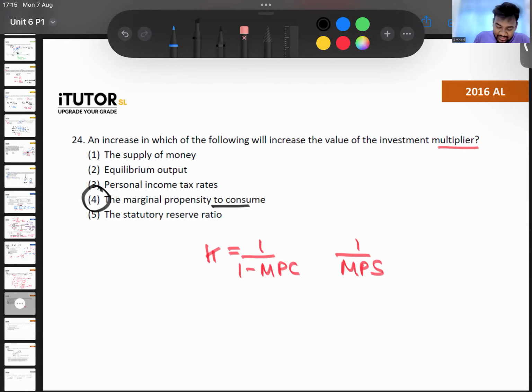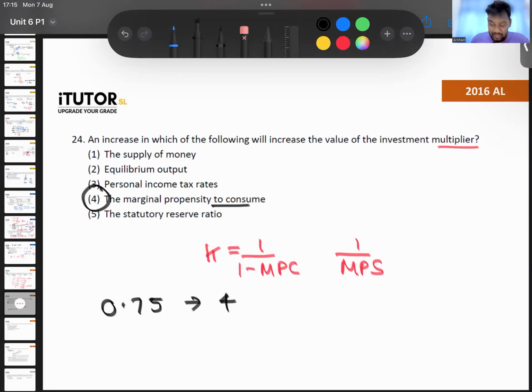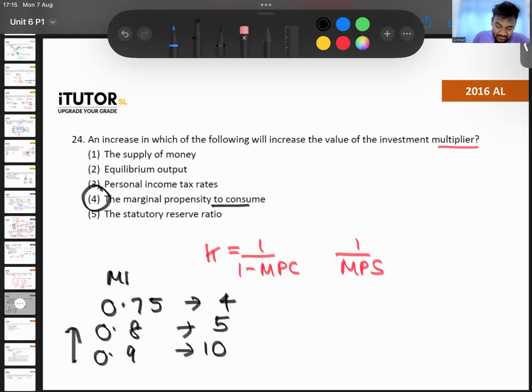Now, remember, if your MPC is 0.75, your multiplier is 4. Put it into the equation and see. When your MPC increases to 0.8, your multiplier is 5. When your MPC increases to 0.9, your multiplier is 10. So when MPC increases, your multiplier also increases.